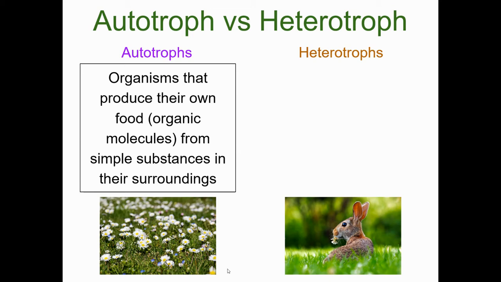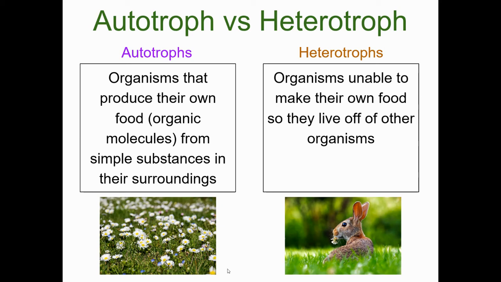Either way, autotrophs are just producing their own food, and heterotrophs, on the other hand, can't make their own food, so they have to live off of other organisms. Down at the bottom, I have a picture of the little flowers, and you can see the bunny is a heterotroph, so it has to eat other organisms, those flowers, that can make their own organic molecules, because the bunny can't do that on its own. So it has to eat those organic molecules. That's the difference between autotrophs and heterotrophs.